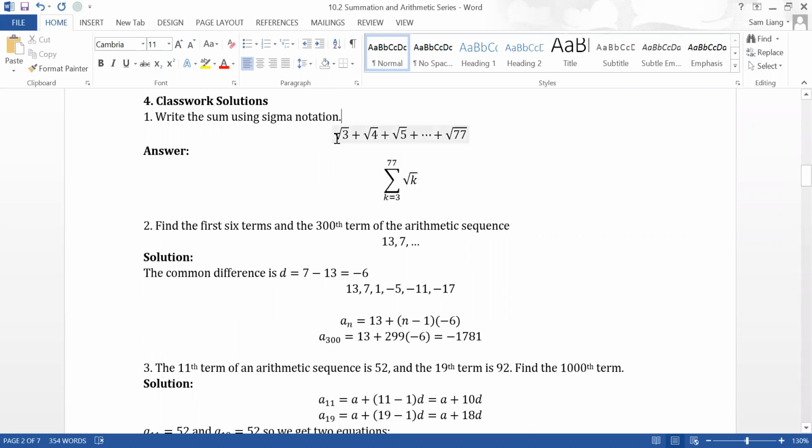We have a sum, a partial sum I should say, and we're going to write this using sigma notation. As you can see, what we're doing to each number is just taking the square root of each, and we're going from 3 to 77. So the formula is going to be the square root of k, and then we're going to go from k equals 3 all the way to 77.